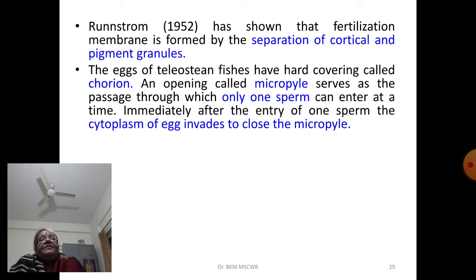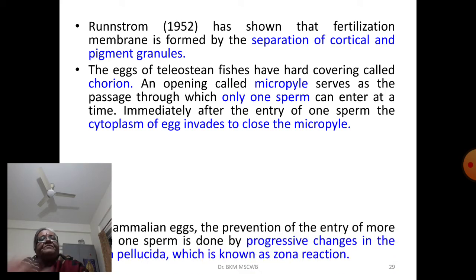Then, the eggs of teleostean fishes. Here, a little deviation is seen. Very interesting, you should know. The eggs of teleostean fishes have a hard covering called chorion. And there is a small opening called micropyle, which serves as the passage through which only one sperm can enter at a time. The rest of the surface is covered by the calcareous chorion. Chorion, not to be confused with amnion, allantois, chorion. That chorion is different. And immediately after the entry of one sperm through the micropyle, the cytoplasm of the egg invades to close the micropyle.